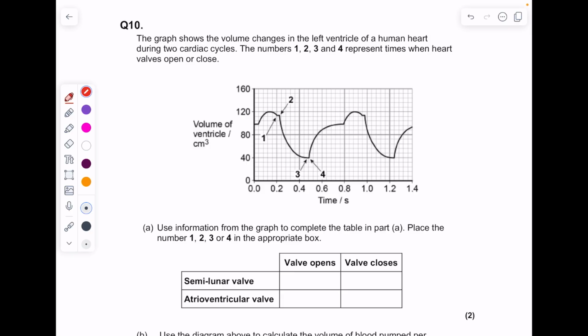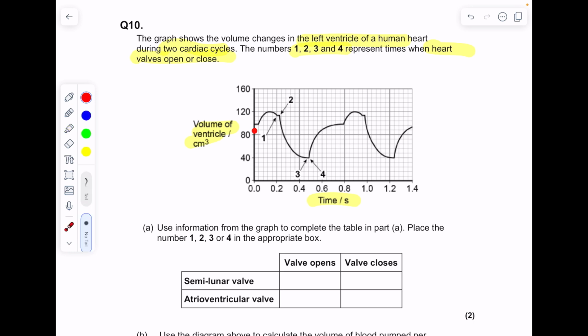The graph shows the volume changes in the left ventricle of a human heart during 2 cardiac cycles. The numbers 1, 2, 3 and 4 represent times when the heart valves open or close. On the y-axis we have volume of ventricle, x-axis time in seconds. Use information from the graph to complete the table in part A. Place the number 1, 2, 3 or 4 in the appropriate box.